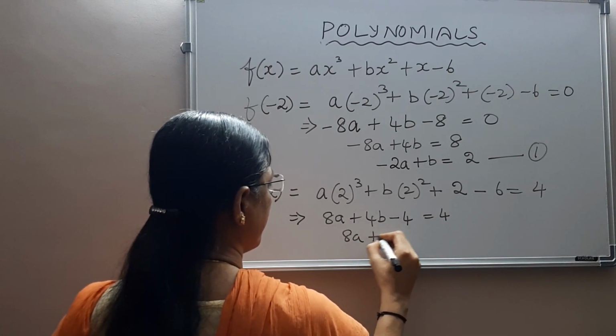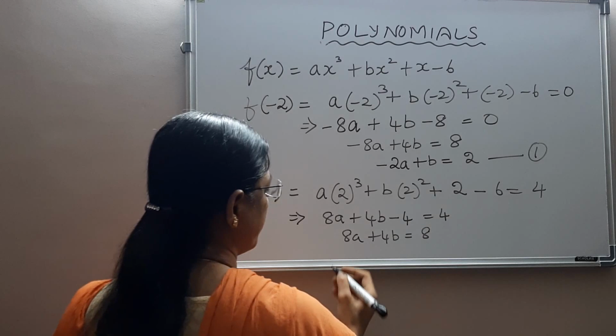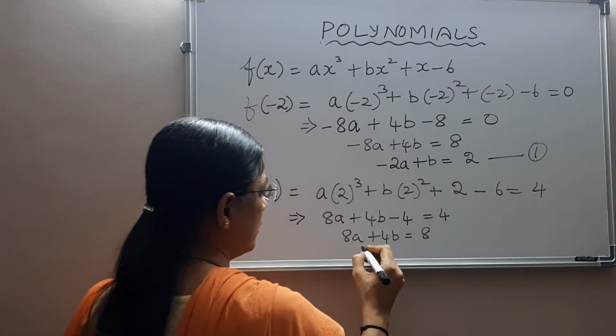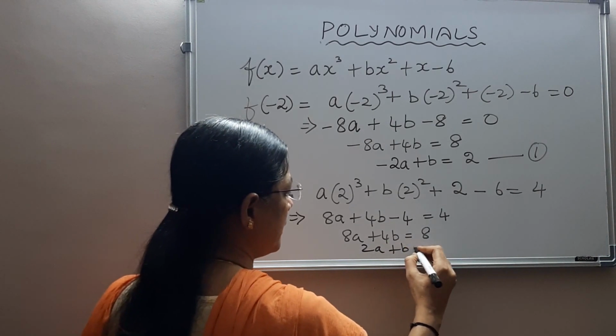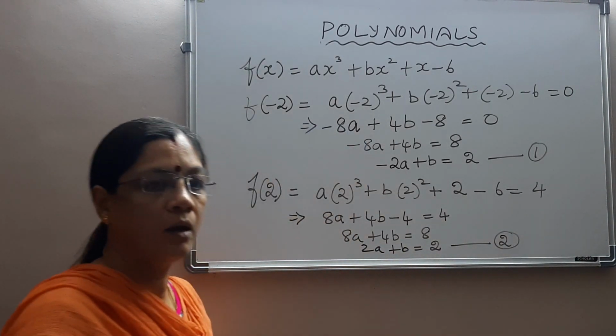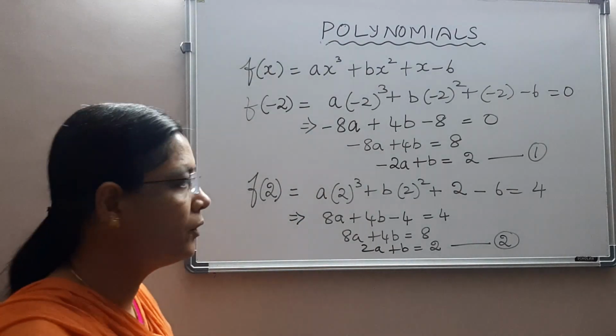Now 8a plus 4b is equal to, bring 4 to the other side, it becomes 8. Now I'll divide throughout by 4. So 2a plus b is equal to 2. Now this is my second equation. Okay, now I need to solve both the equations 1 and 2 to get the value of a and b.